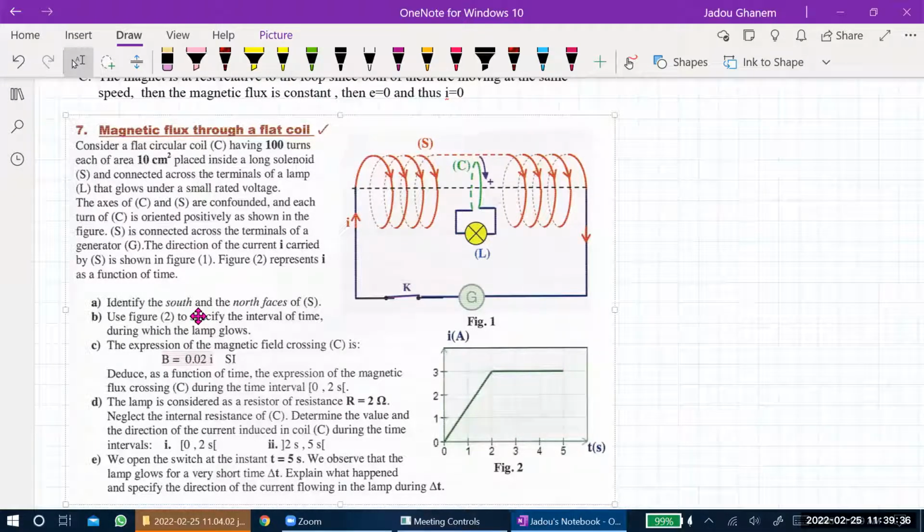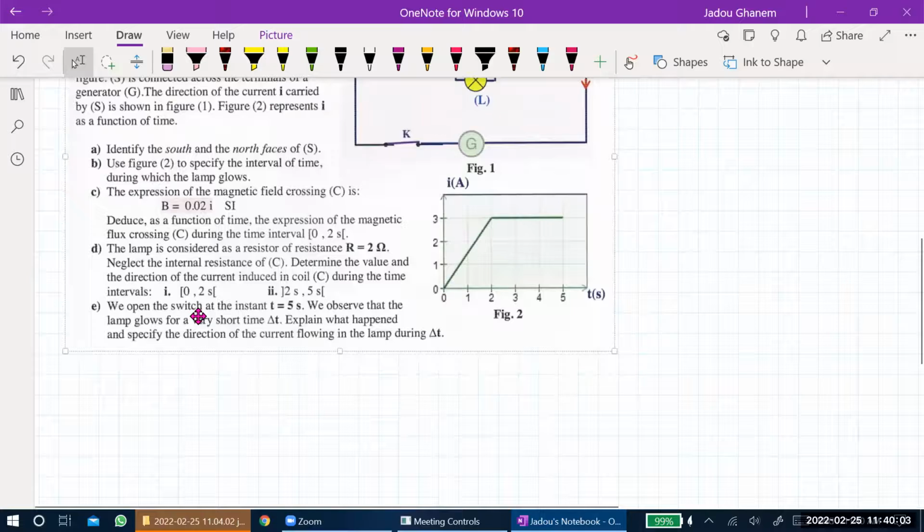I'll upload it. Number 7, they said that a magnetic flux through a flat coil. I will not work with this exercise as marks maybe, but I will choose some of the parts to be like this. The other parts, the new parts, we'll try to solve them together. Consider a flat circular coil C having 100 turns. I prefer that we write the given before starting solving.